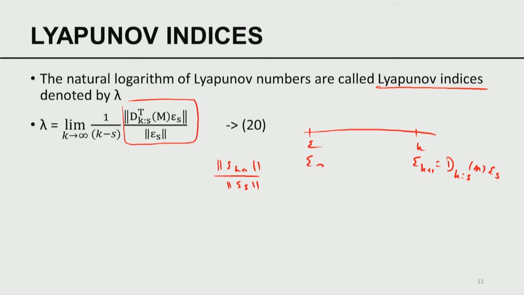So the norm of the ratio is a number, and this number depends on the time interval k minus s. I'm going to normalize this by 1 over k minus s. S is fixed, k goes to infinity. So this ratio, you can think of it as the average. This average value lambda is called the Lyapunov index, and this Lyapunov index essentially tells you the average rate of growth of errors. That makes sense. So epsilon k plus 1 by epsilon s, what does it mean? That is the rate of growth of error during the time from s to k. I'm dividing it by k minus s. So that's the average rate of growth of errors.